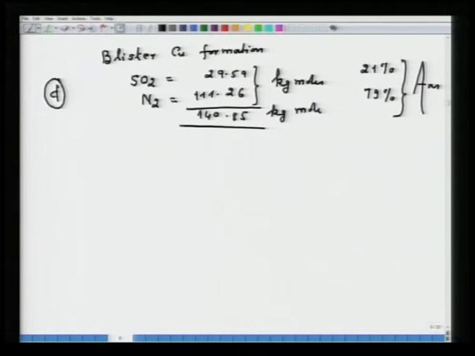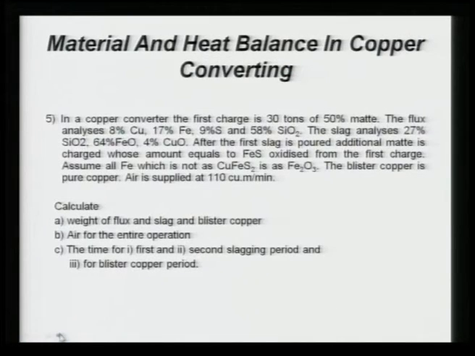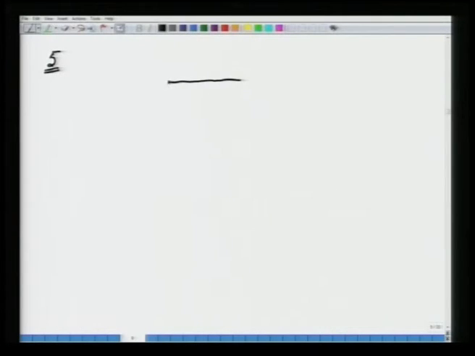This is what I thought of problem number 4. Now, let us go straight away to problem number 5. Problem number 5 says the charge is 30 tons of 50% matte. So, let me represent it over here. This is the block diagram. Here I am charging 30 tons of matte. The copper grade is 50%.